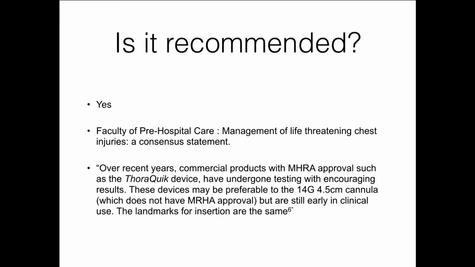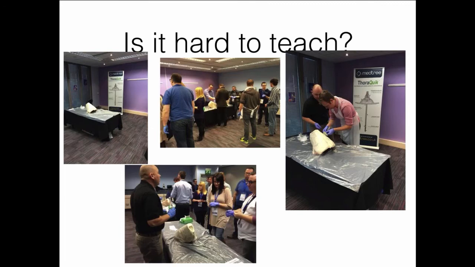Interestingly, they talk about the standard 4.5 centimeter cannulas, but the next time you're on shift or you're with your cannulas, measure them, and I pretty much guarantee none of them are 4.5 centimeters in length. There's no difference in landmarking, so all you need is training on the device itself and not how to landmark it. Is such a device easy to use?